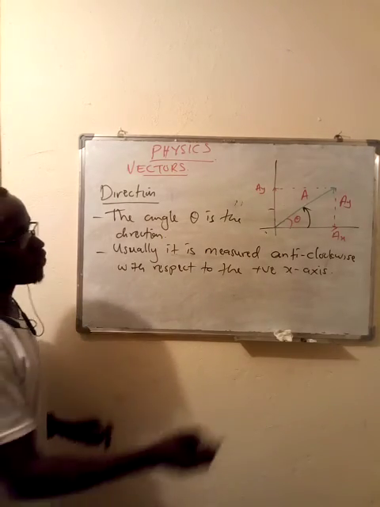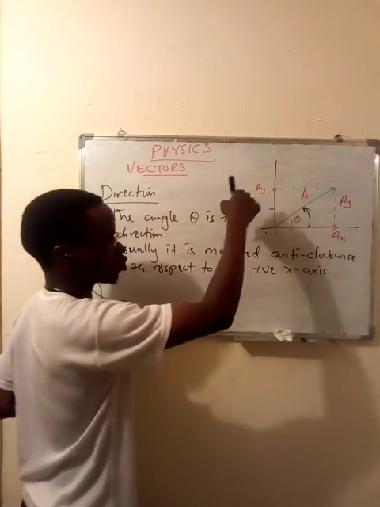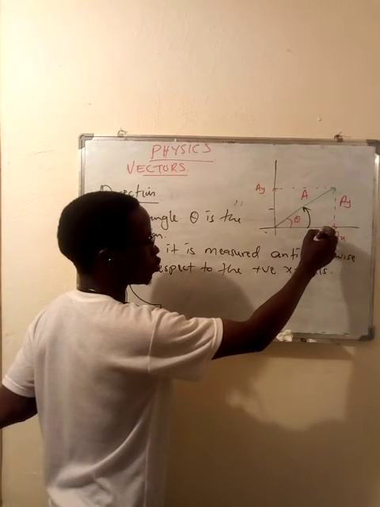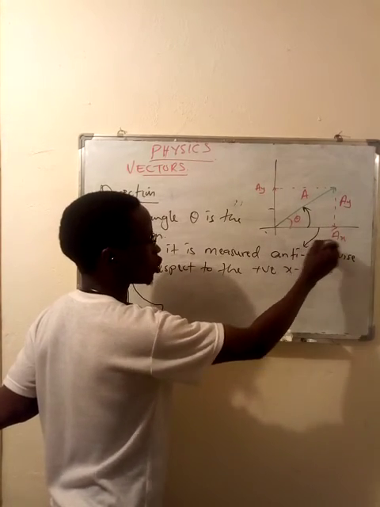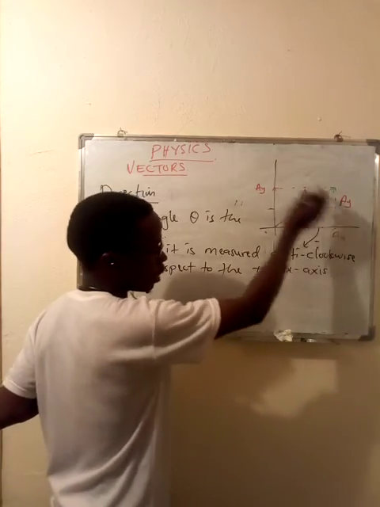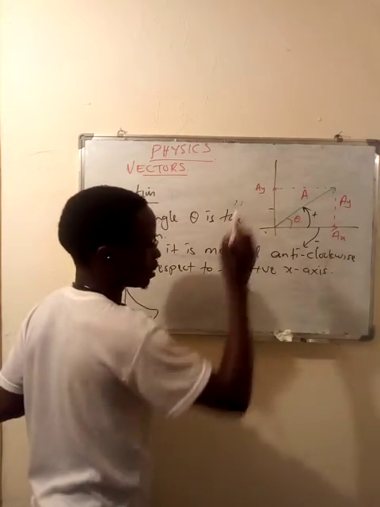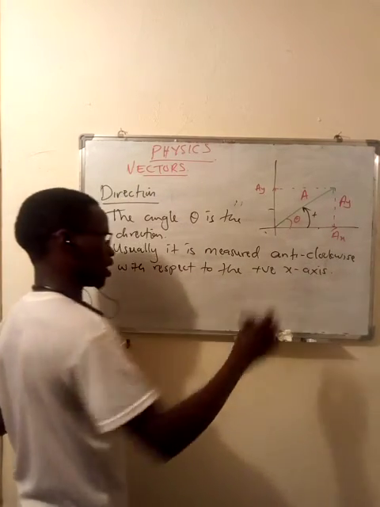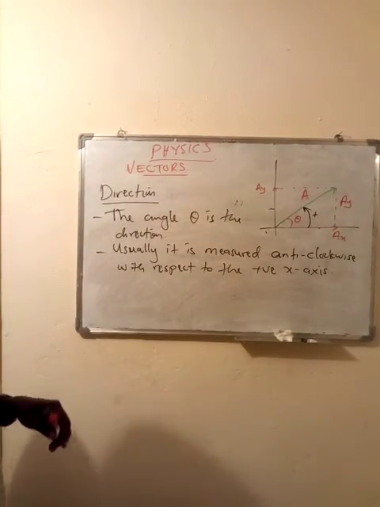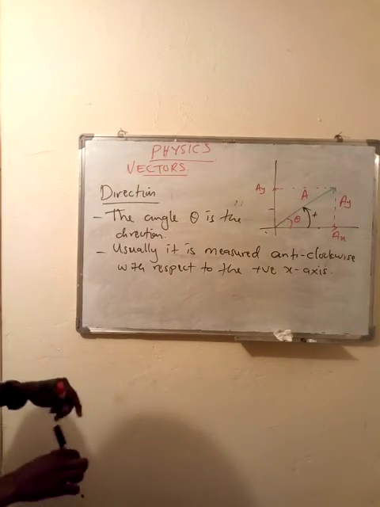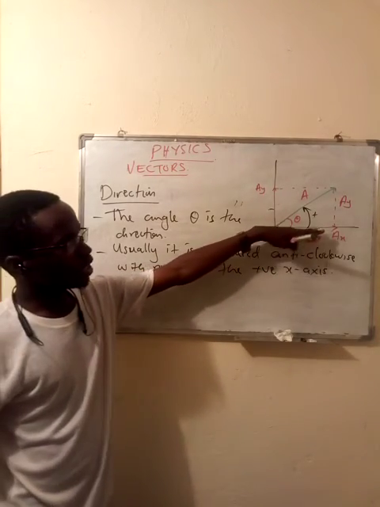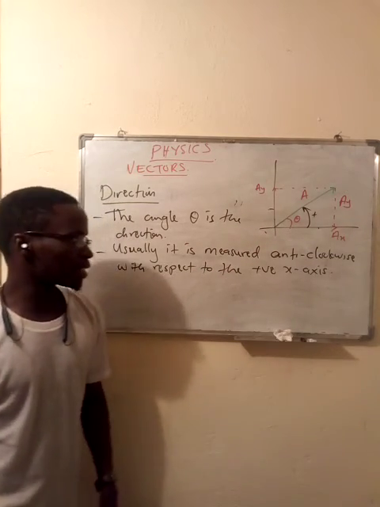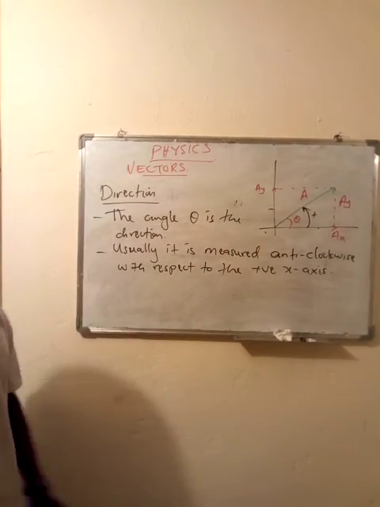But we are not dealing with the negative angles here. We're going to look at them in trigonometry, in mathematics. Okay. So we measure them anti-clockwise with respect to the positive x-axis. Now, how can we find the angle given the two components ax and ay? How do we find the direction of the vector if we are given the two components ax and ay? So very simple as well.